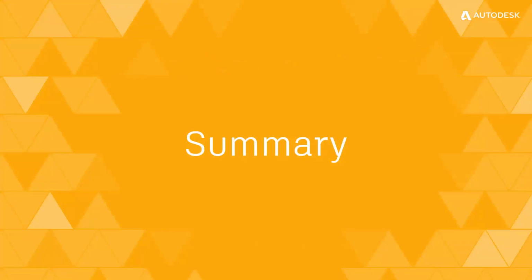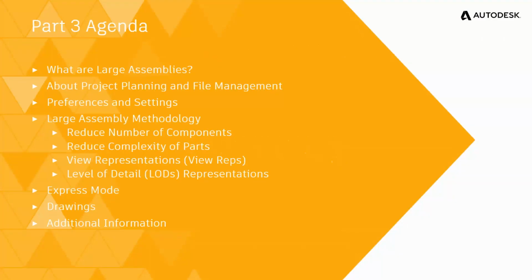A quick summary of what we've talked about today. Briefly, we went over what is a large assembly. We talked a little bit about project planning and file management, some of the preferences and settings and how you can go about changing those. We walked through some examples of large assembly methodology, including how to reduce the number of components in a design, reducing the complexity of parts, view reps and level of details and the impact they have, as well as how you can use express mode and drawings and some additional information about keeping up to date where possible.